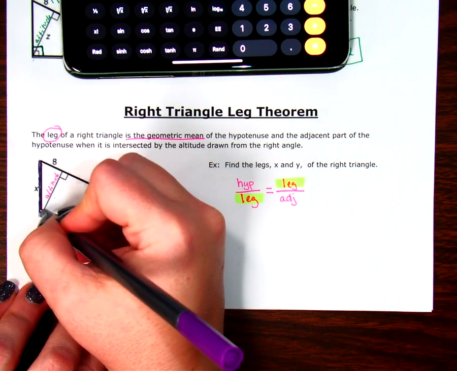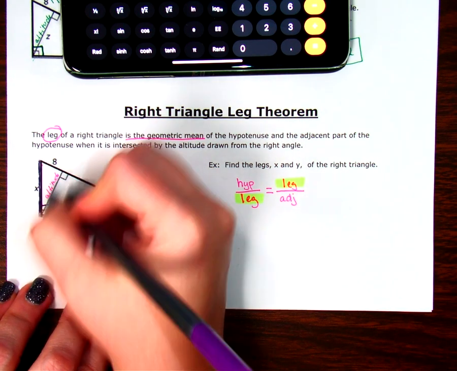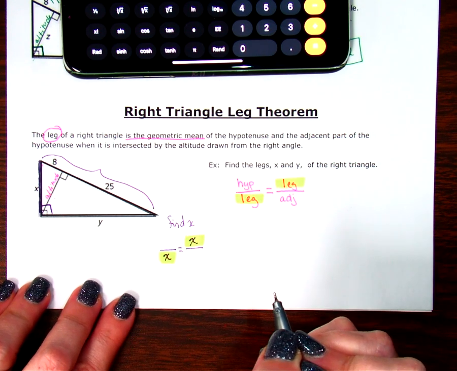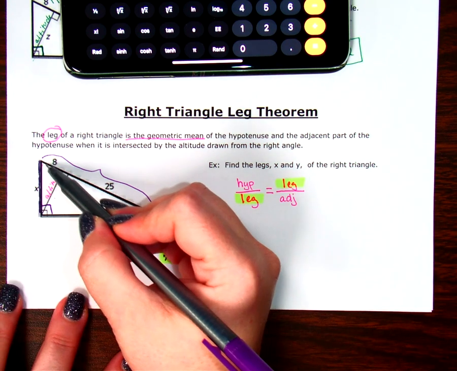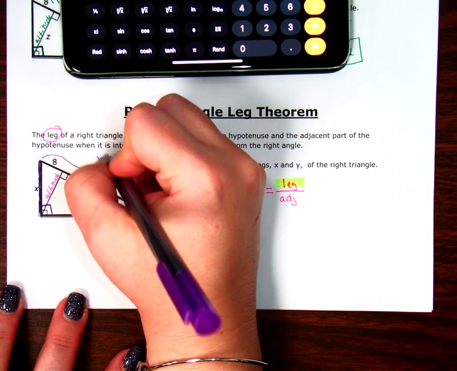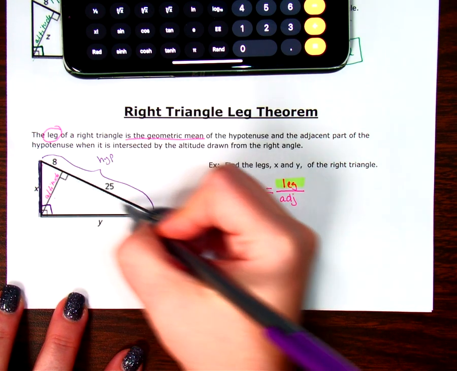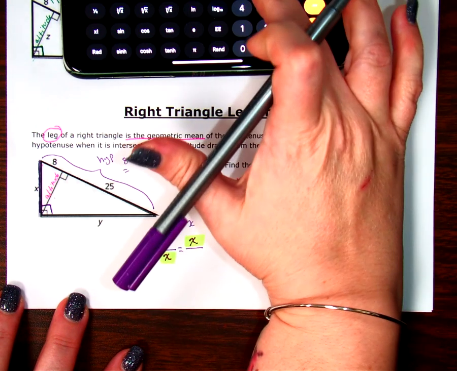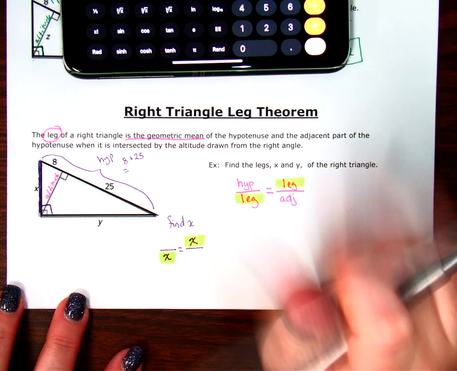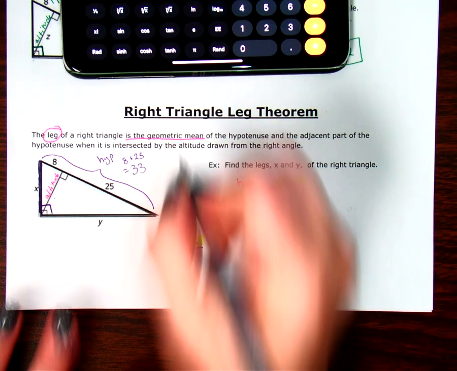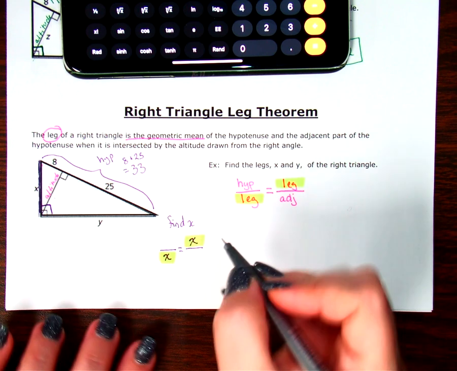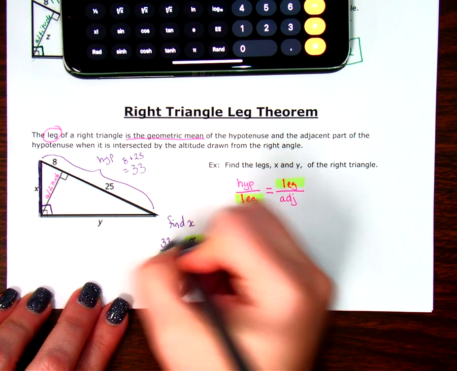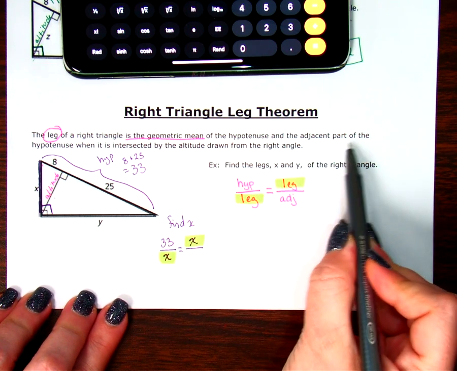And then my other two pieces are going to be the hypotenuse and the adjacent part of the hypotenuse. So look across from the right angle, the main right angle, is my hypotenuse. How long is that hypotenuse? They didn't tell me, but I know segment addition says that for this hypotenuse, I have to go 8, and then I have to go another 25. So 8 plus 25 is going to give me that whole hypotenuse. 8 plus 25 is 33. So now I know the hypotenuse is 33.